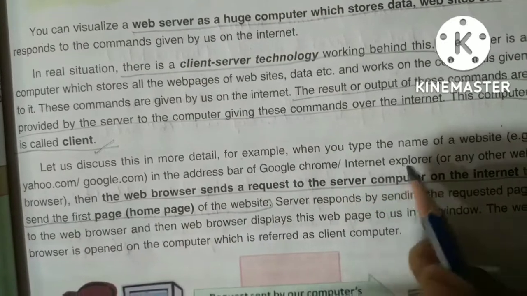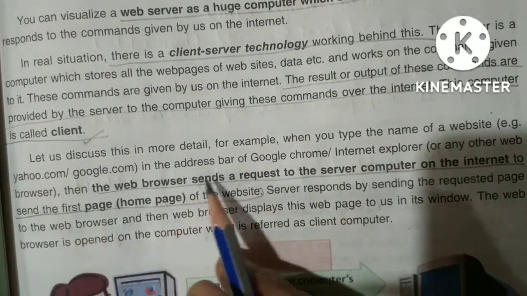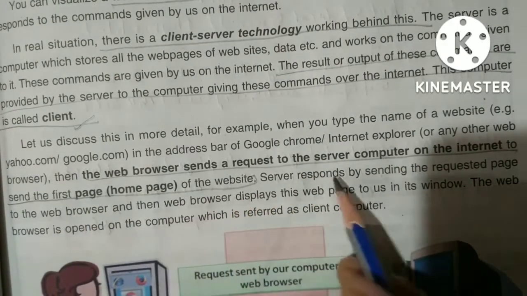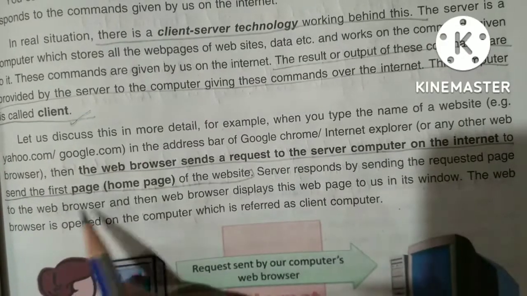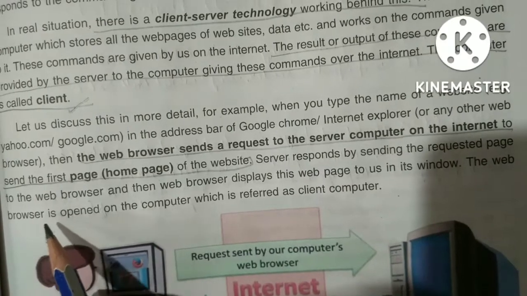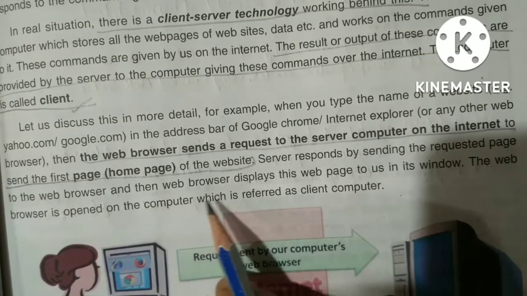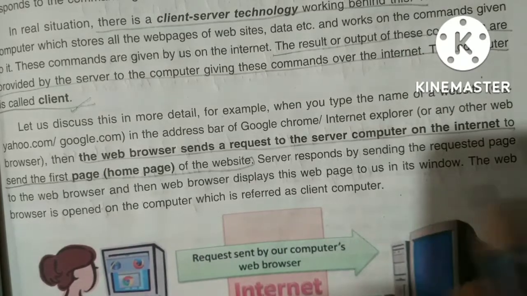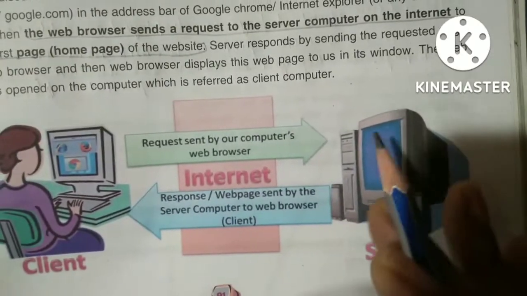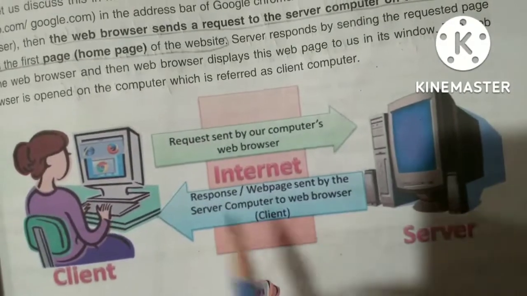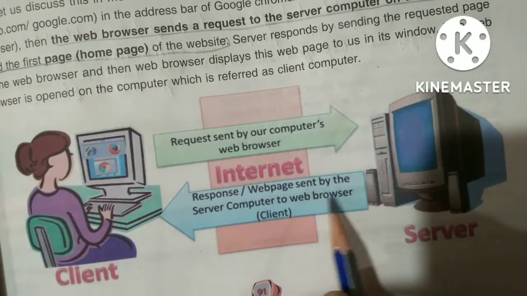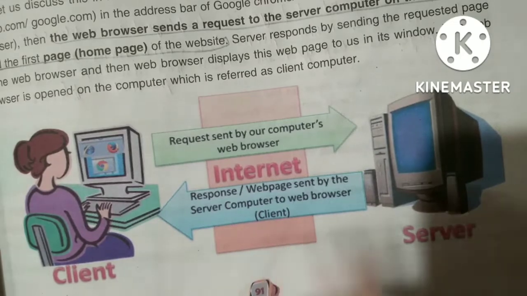For example, when you type the name of a website in the address bar of Google Chrome, Internet Explorer or any other web browser, then the web browser sends a request to the server computer on the internet to send the first page of the website. The server responds by sending the requested page to the web browser, and then the web browser displays the web page to us in its window. The web browser is opened on the computer which is referred to as client computer. Client server: request sent by our computer's web browser, response web page sent by the server computer to the web browser client.